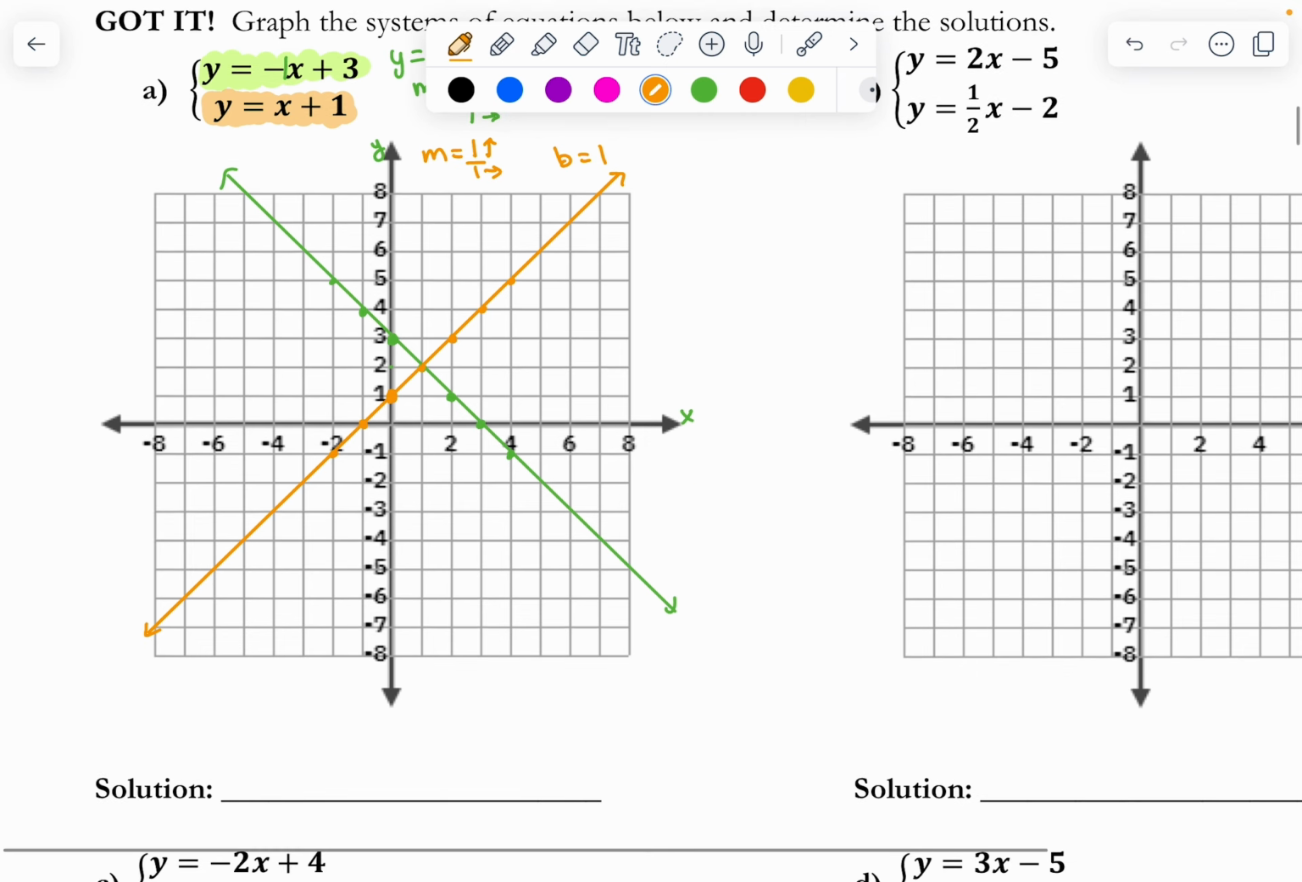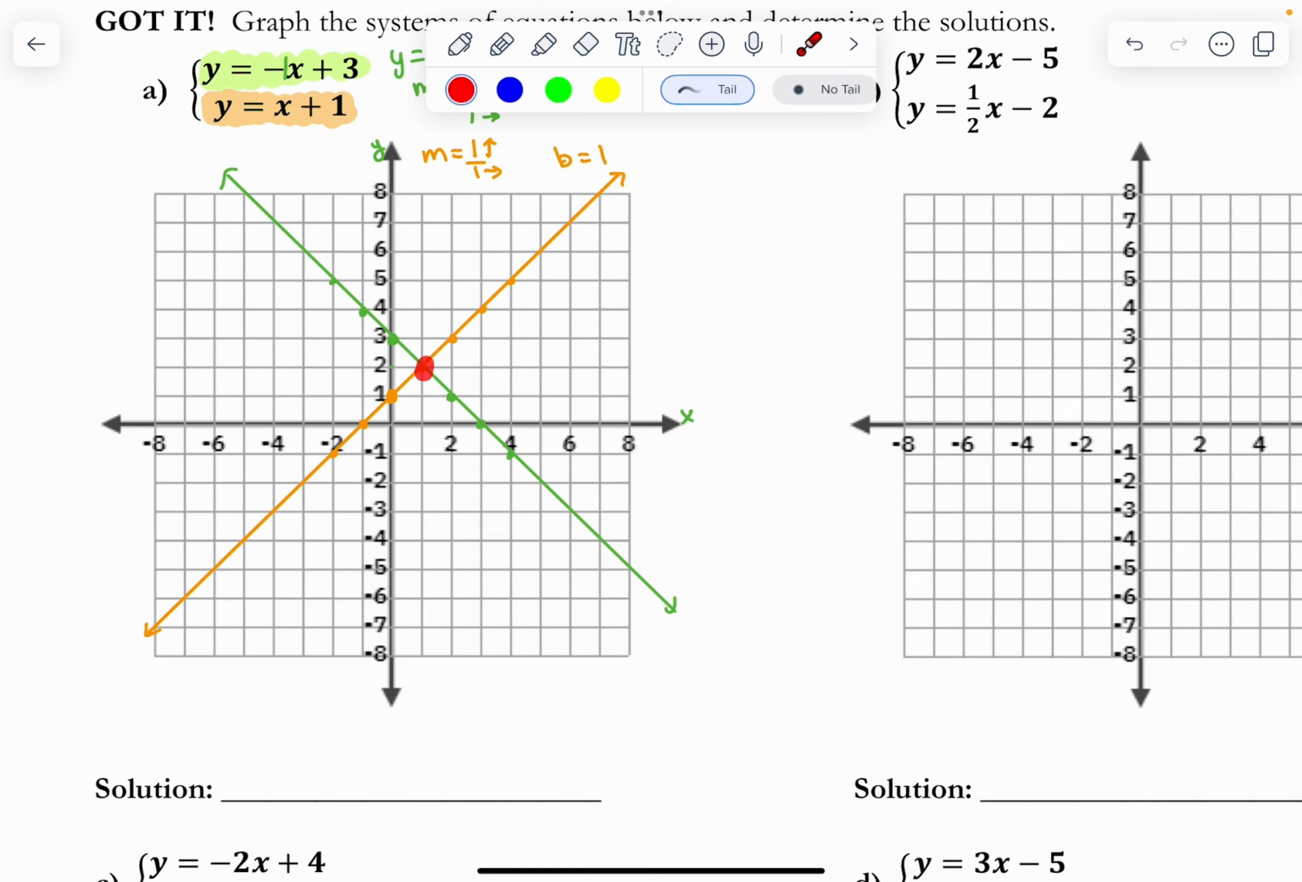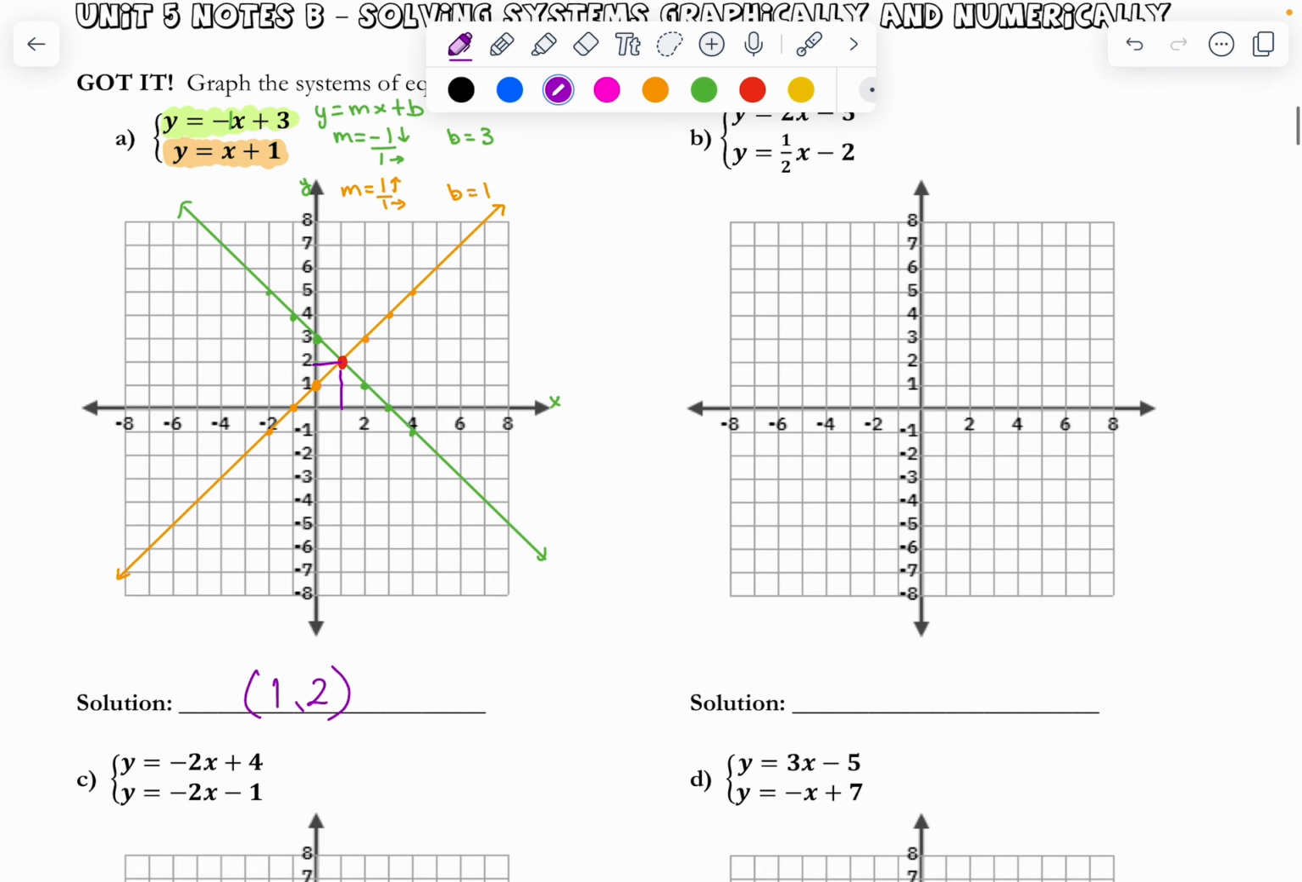I can see that they cross here. Real easy. Remember, X marks the spot, right? So this point here is the spot. That's my answer. So my answer for that will be X first, which is 1, and Y second, which is 2. So 1, 2 is my answer. Perfect. Let's do that a couple more times.